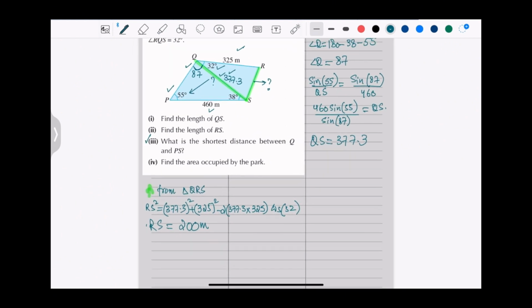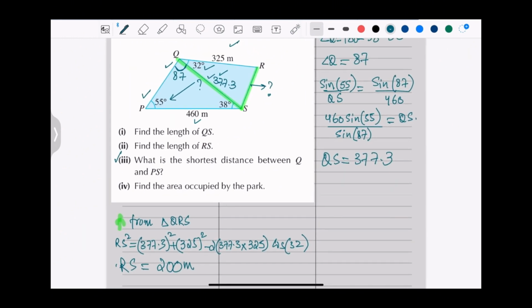What is the shortest distance between PS and Q? Now, whenever they talk about the shortest distance, it is about perpendicular height, because that is the only shortest straight height that a question would target to. So this is the shortest distance. I'll use some other color. So this is the shortest distance, and you are to find this length.